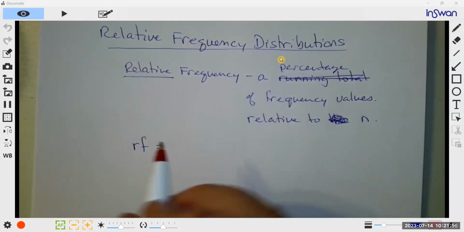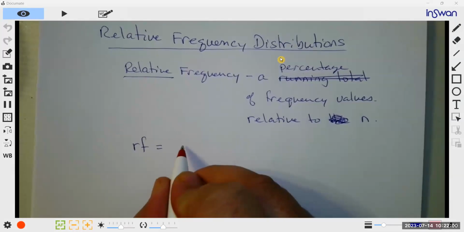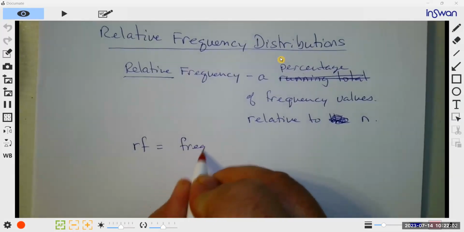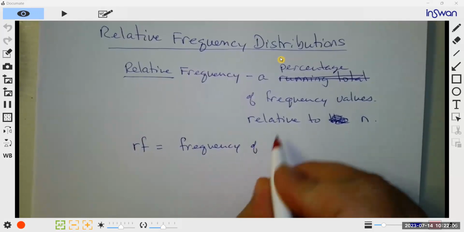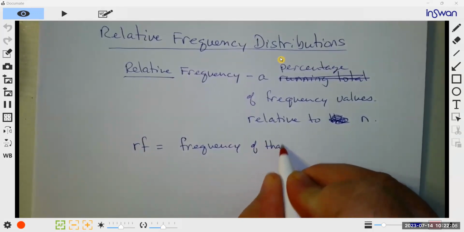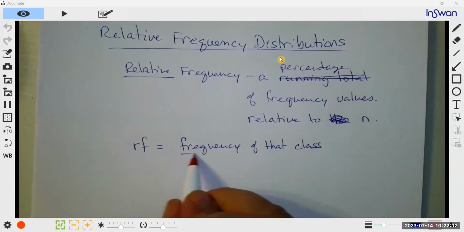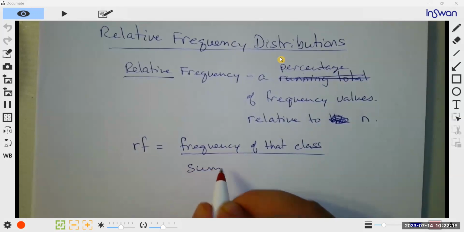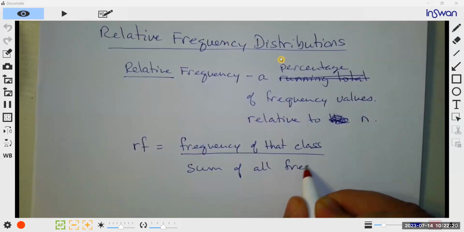And here's the formula. So relative frequency is calculated this way: the frequency of that class, of whatever class you're looking at, divided by the sum of all frequencies.